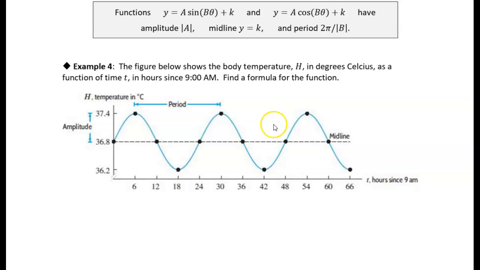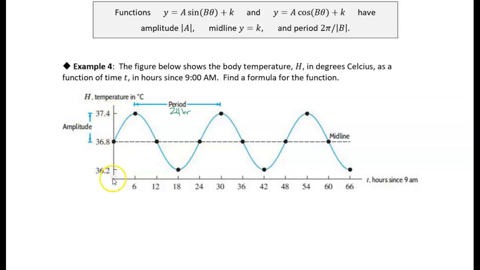All right, so example 4 says that body temperature varies over time, and it apparently is about a 24-hour cycle. If you look at the distance between these peaks from 6 to 30, that's a 24-hour period. So the period of this cycle is 24 hours. I guess that kind of makes sense. Maybe your body temperature falls at night and then comes back up during the day, and then cycles. And it's a fairly small range, varying between 36.2 and 37.4.